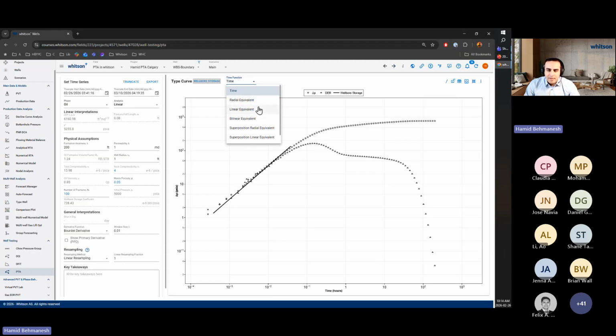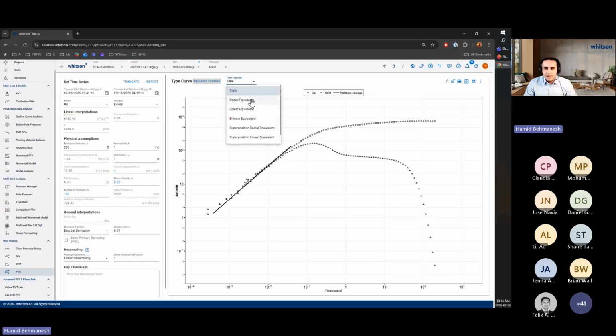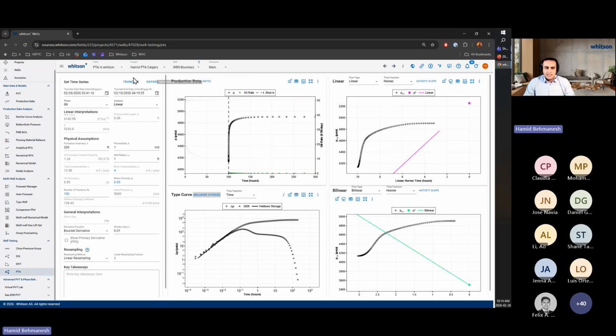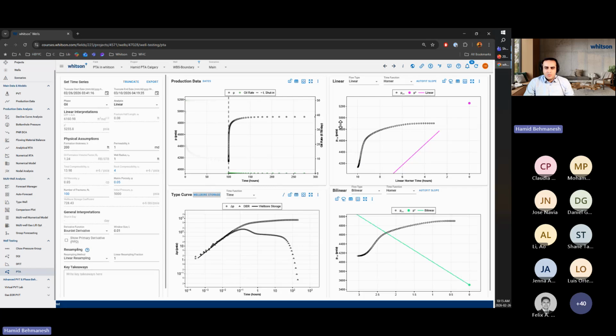If I'm interested in accounting for all the rate changes, I use the superposition radial equivalent. If I'm only assuming this, which is not a bad assumption, actually, sometimes it is a very good assumption, simply cumulative over last q, I'm using radial equivalent. For now, because there's only one single rate, as you see here, the rate hasn't changed. The rate has stayed flat. It's a constant rate production and then shut-in. So both of those functions will provide you very similar numbers. I have another example that I will present to you where it is a different number, so the rate is changing.